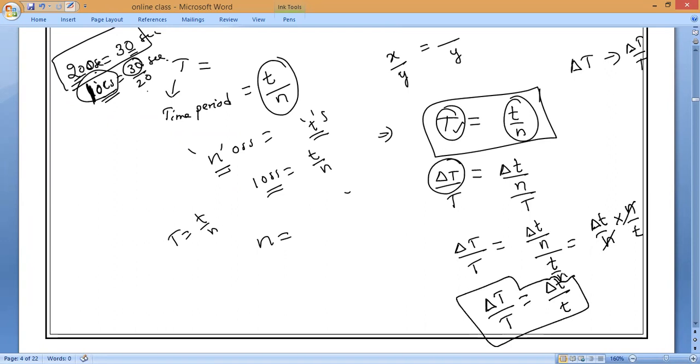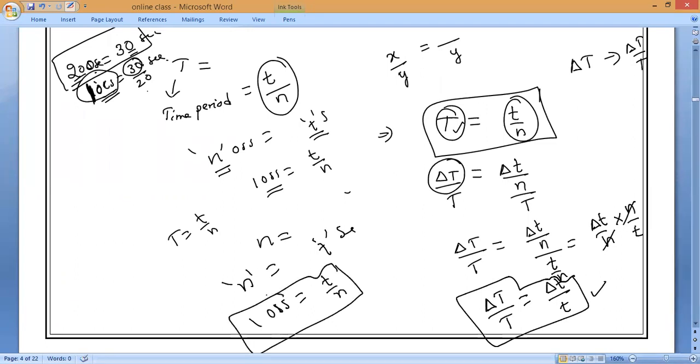This is the most important thing which you have to remember. Many NEET questions you will be getting on this. So did you understand or not? Otherwise, once again I'll repeat it. We all know number of oscillations n equals time t seconds. Then the time taken to complete one oscillation is t by n seconds. This time taken to complete one oscillation is known as the time period. So we get T equals t by n.